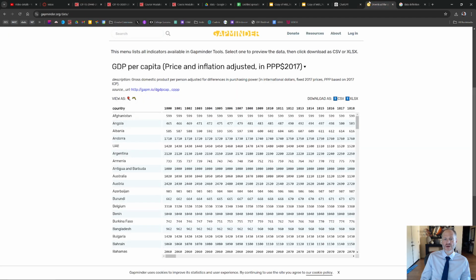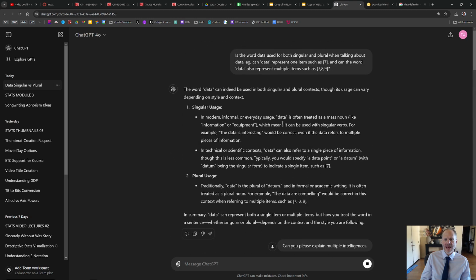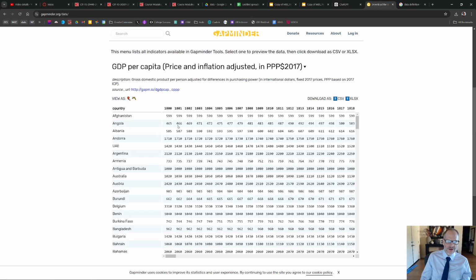All right. So data, getting back to this, we came here because I was like, hey, can data be used for singular or plural context? And the word data can be used both in singular and plural context. So this is data right here, that little 466, that's data. And then all of this right here is also data, and we'd also refer to this as the data set.